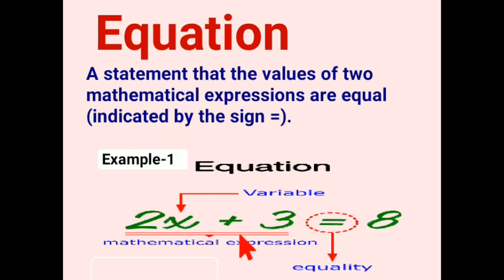Okay, so this side, the left hand side, we will consider as LHS, and the right hand side, after the equal to sign, this 8 we will consider as the right hand side of the equation. This 2x plus 3 is the left hand side of the equation, and 8 is the right hand side of the equation. Alright, so let us see the next example also.